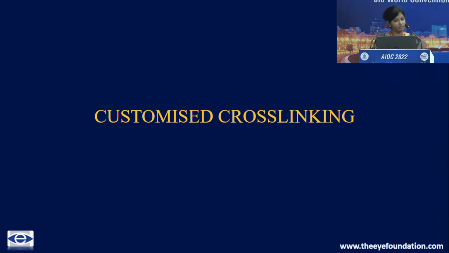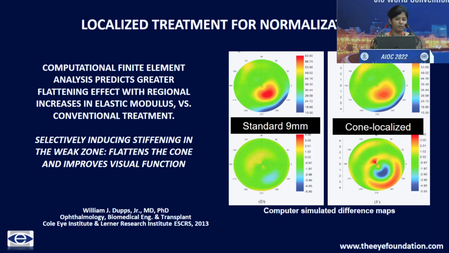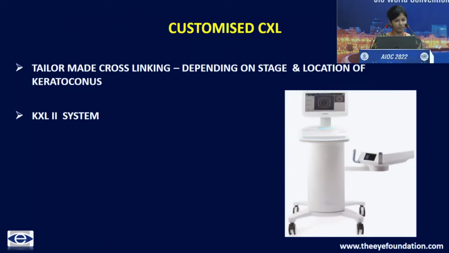Next, coming to the customized cross-linking. So why customized? Because we know that keratoconus is a focal disease, and if providing a greater energy over the cone is going to give better results, then why not? So when they compared the standard 9 mm diffuse irradiation with a focal irradiation given over the cone, they found that it caused a more significant flattening than the routine procedure.